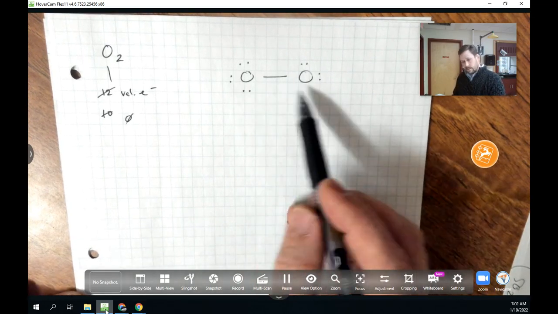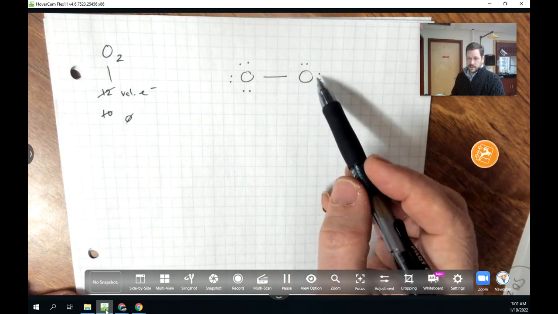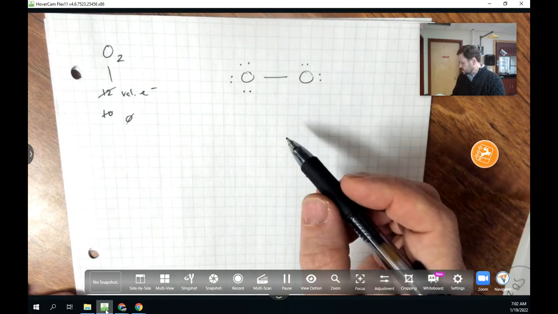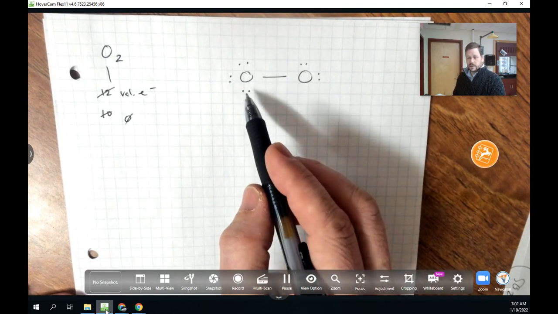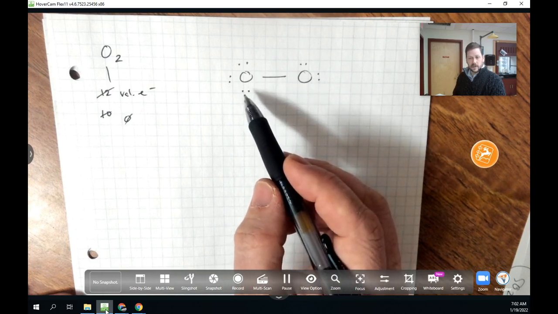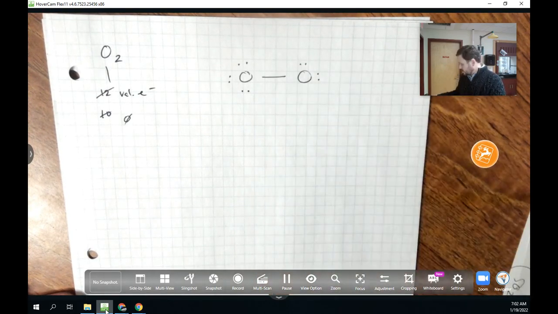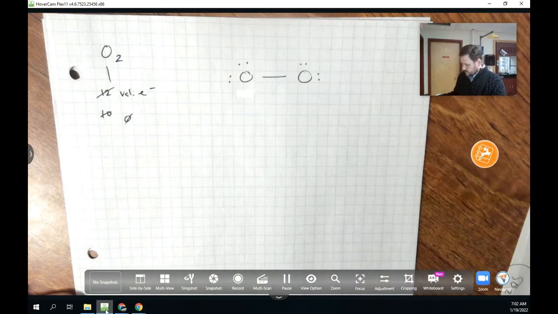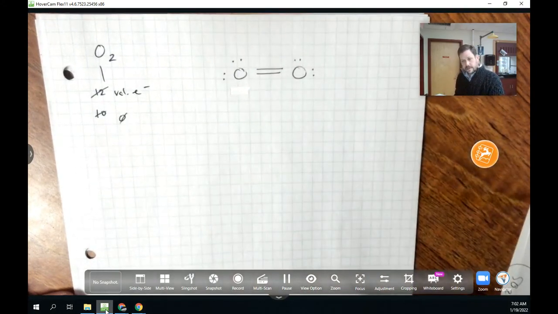Well, since these are both the central atom, I need to realize that this one does not have an octet. It only has 2, 4, 6. So while I can't just draw another line, I can change these 2 dots to a line. In other words, perhaps these are not non-bonding pairs in O2, perhaps they're bonding pairs. Think about just moving those 2 electrons, or the atom on the left saying, hey, would you mind sharing just a little bit more nicely?